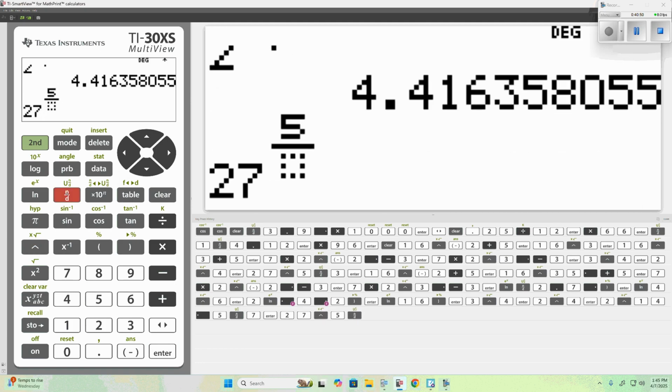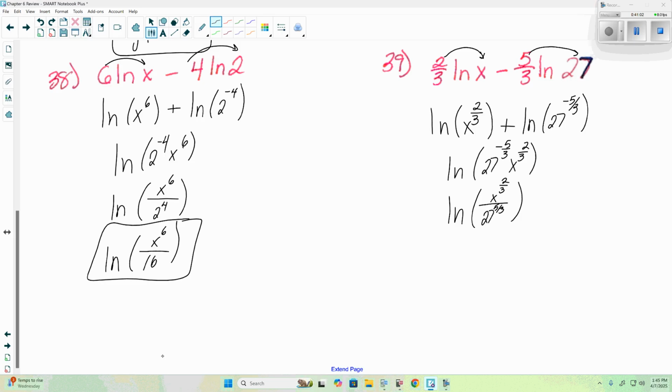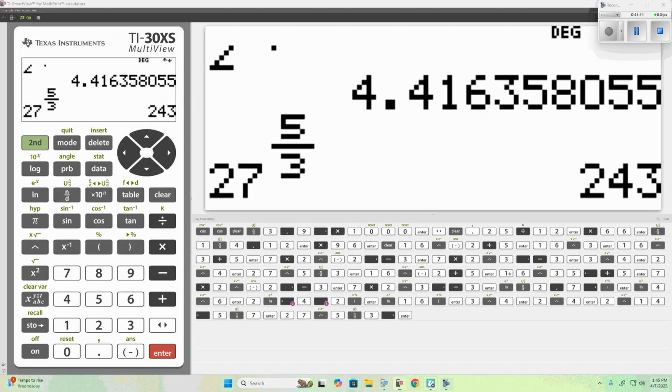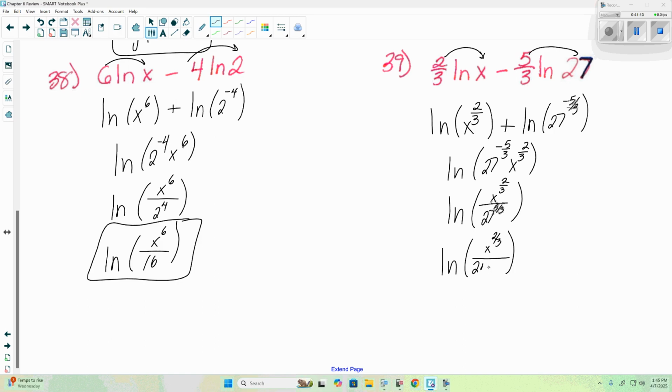27 to the 5/3. Let's see if this gives us a nice number. 243 is a nice number, so we can replace it with 243. So we have the natural log of x to the 2/3 over, what was that, 243. Questions on this here?